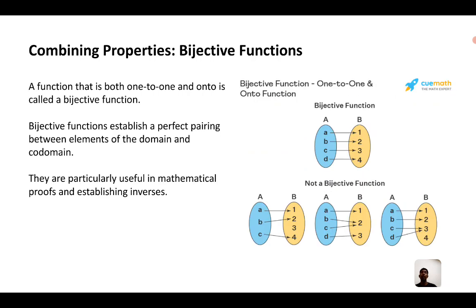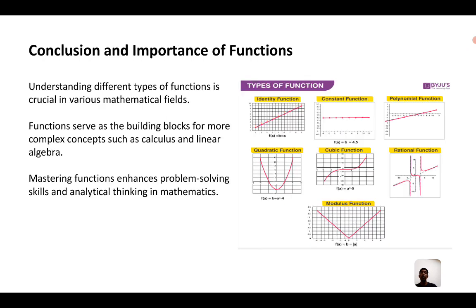Combining properties. Bijective functions. A function that is both one-to-one and onto is called a bijective function. Bijective functions establish a perfect pairing between elements of the domain and codomain. They are particularly useful in mathematical proofs and establishing inverses.